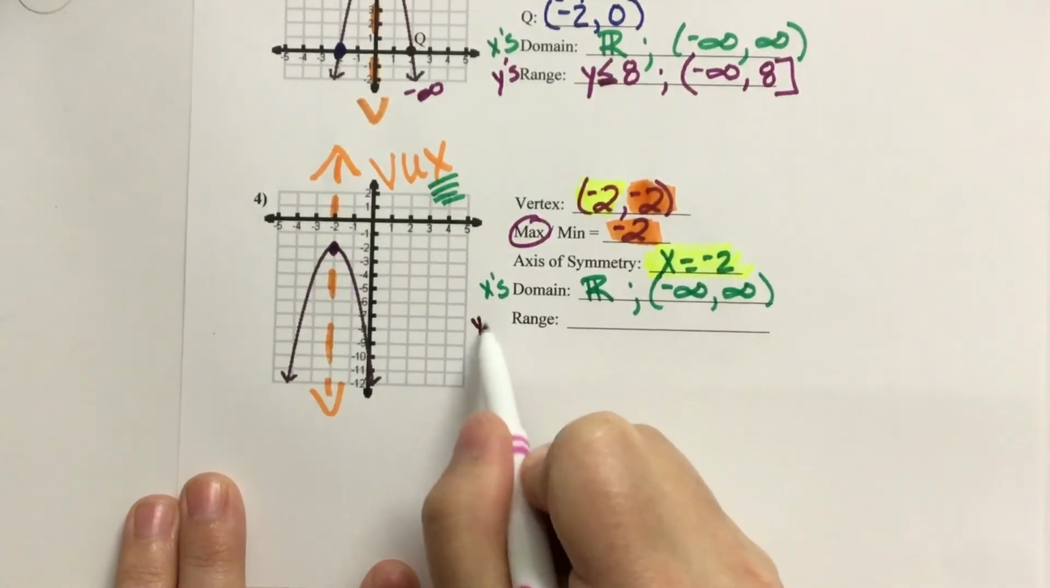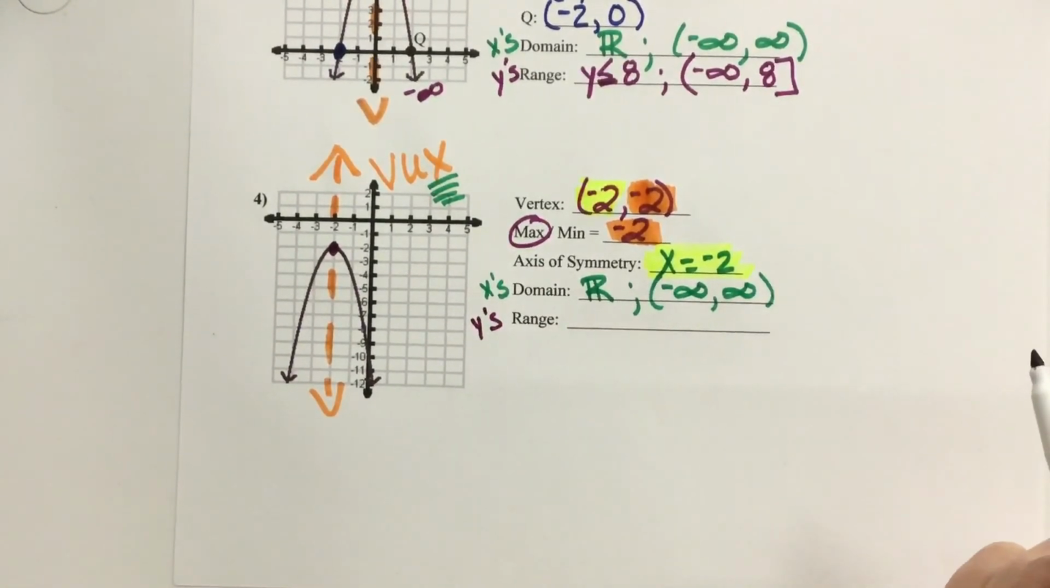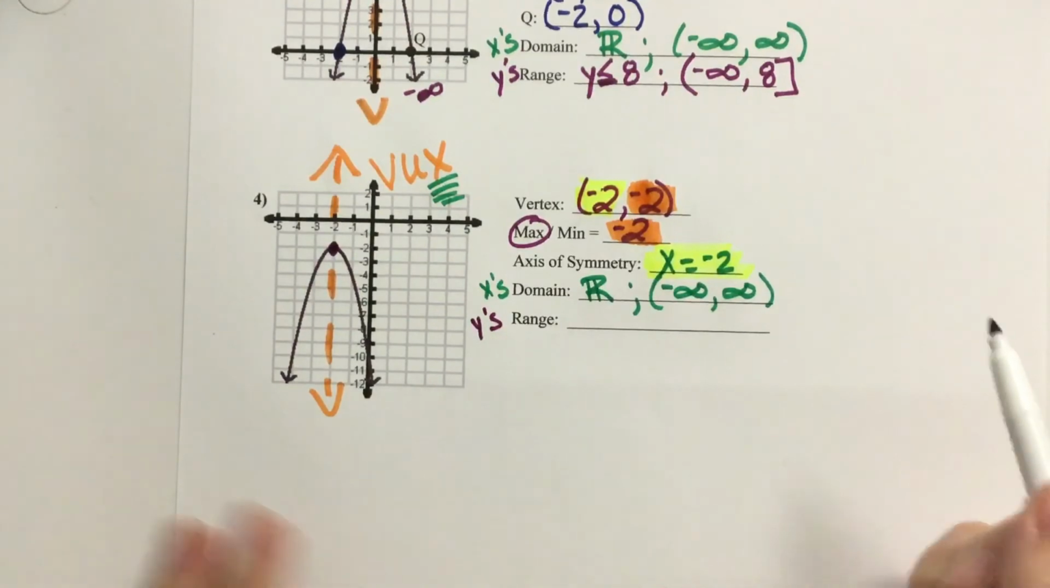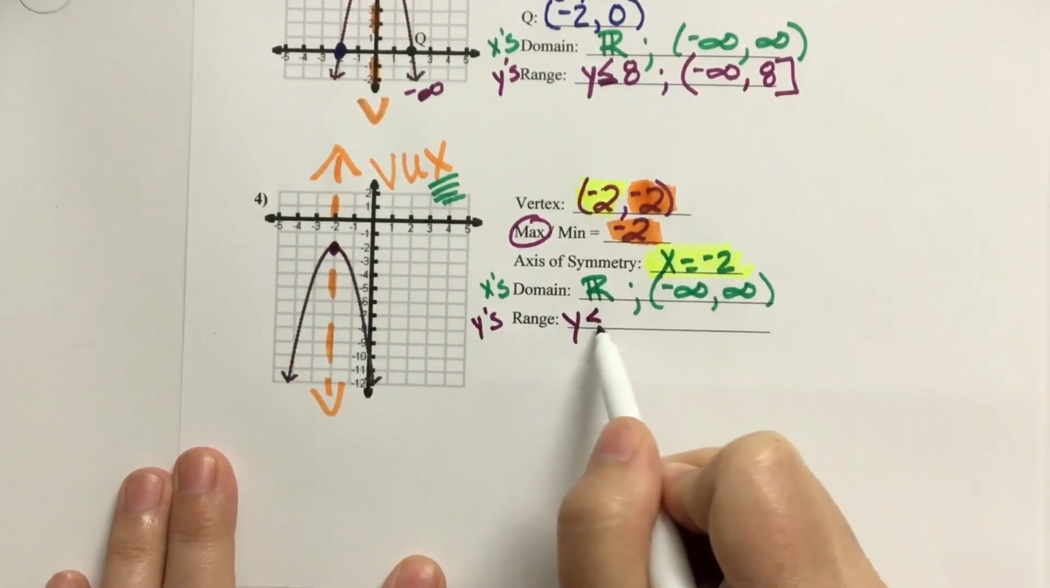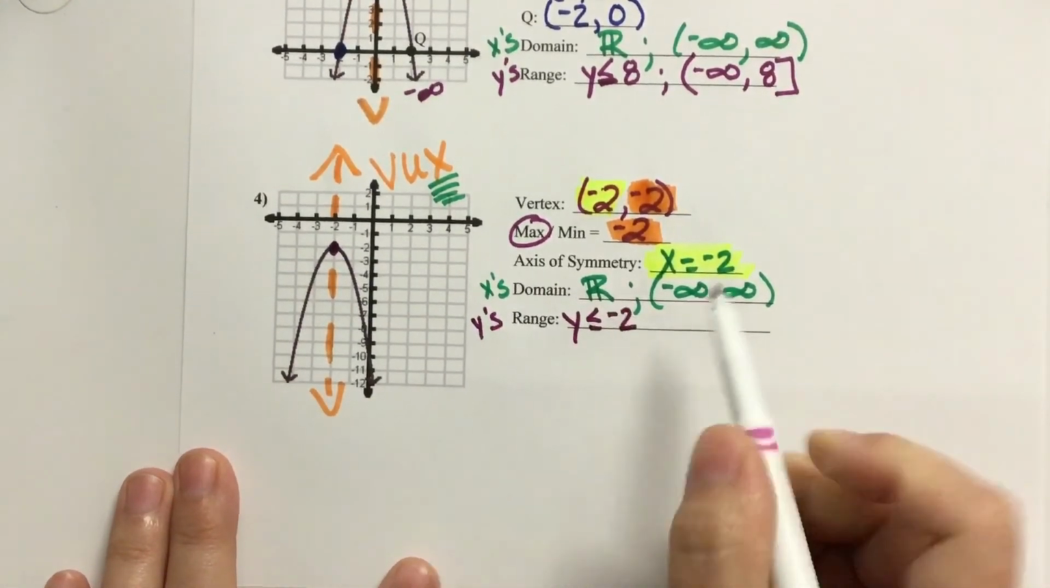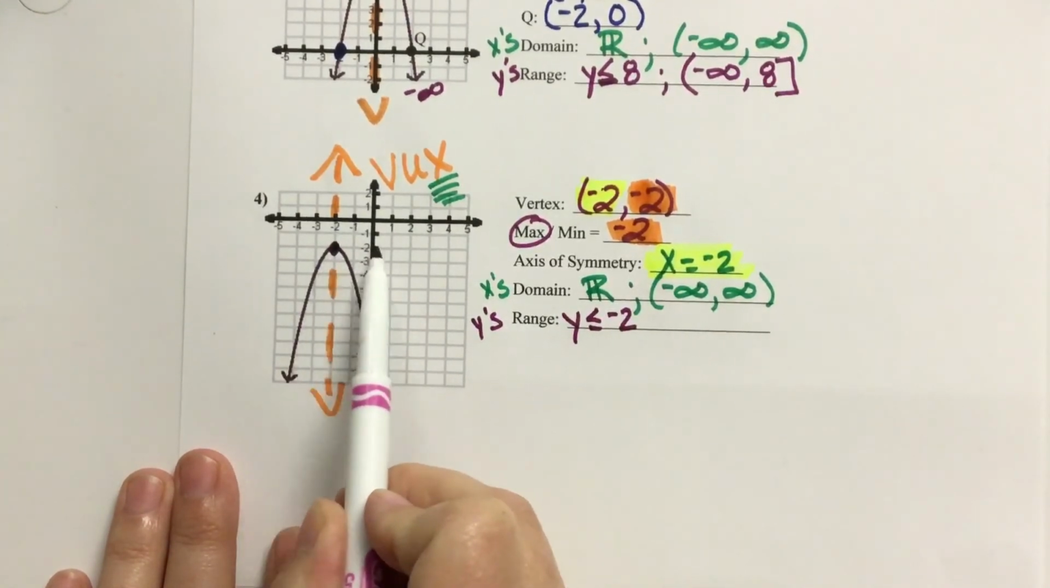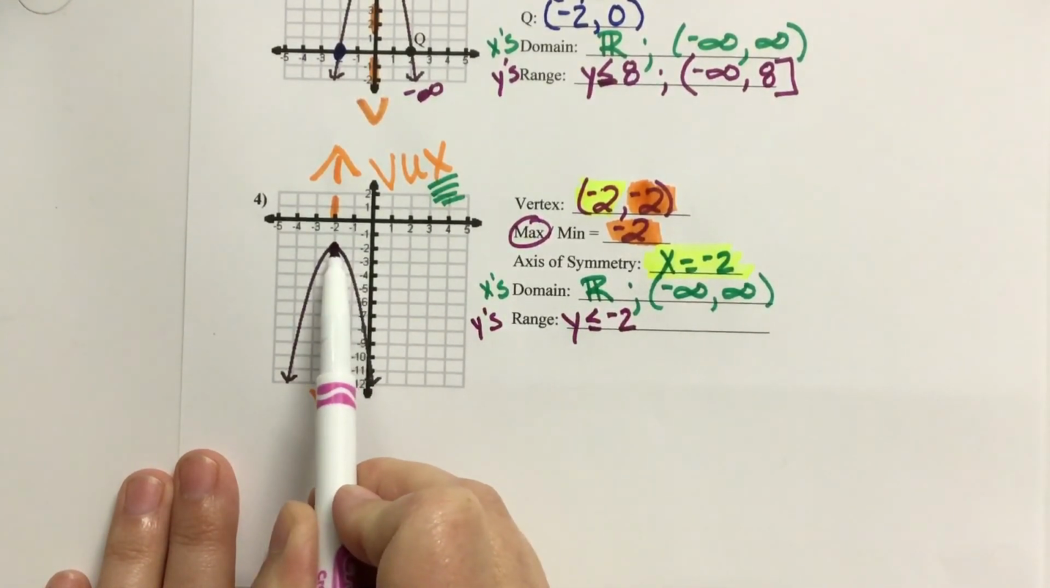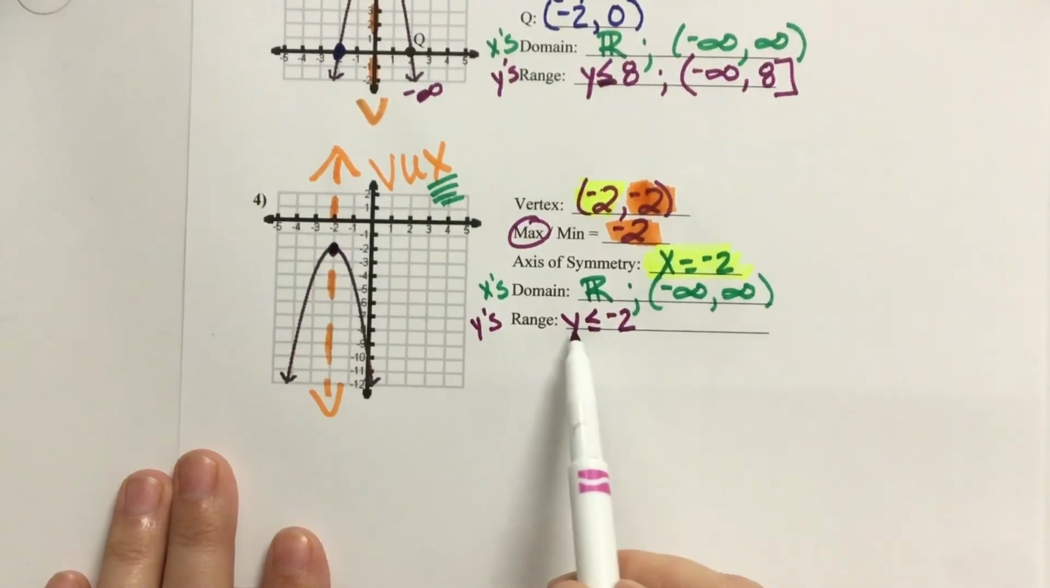Range are y's, so now you're looking up and down. So y less than or equal to negative 2. So this is our highest y, and the y value there is negative 2. And then when the graph goes down, the y's get less.